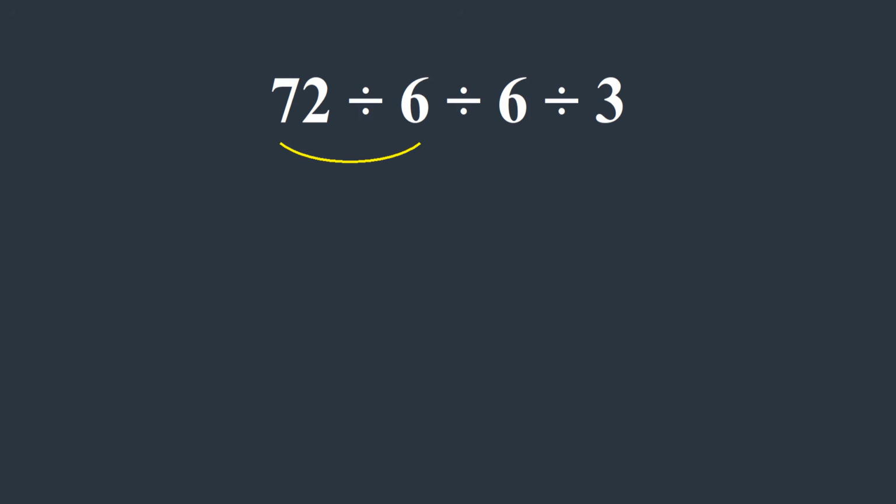72 divided by 6 gives us 12. So 12 divided by 6 divided by 3. And now we have to do this division.